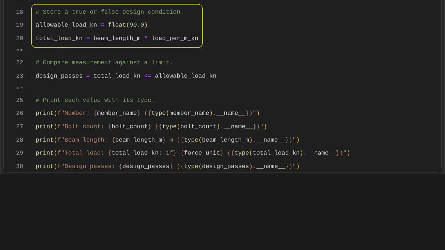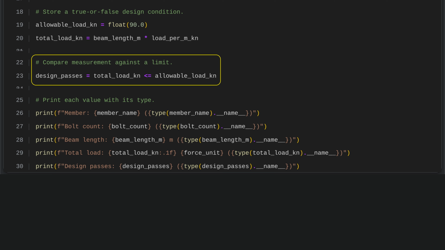Set the allowable load to 90 kilonewtons, representing the maximum safe load for the design. Then find the beam's total load by multiplying its length by the load per meter. This total force can be compared with the allowable load to check whether the design is safe.